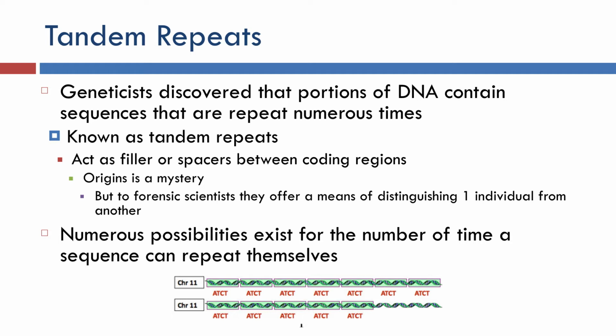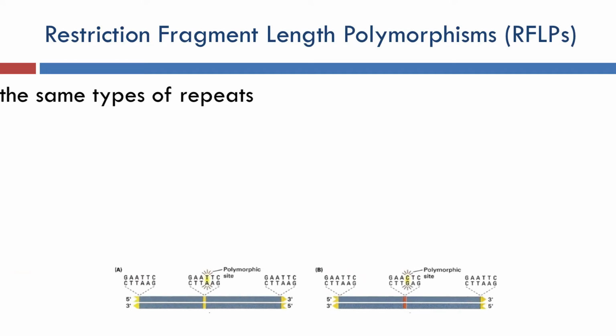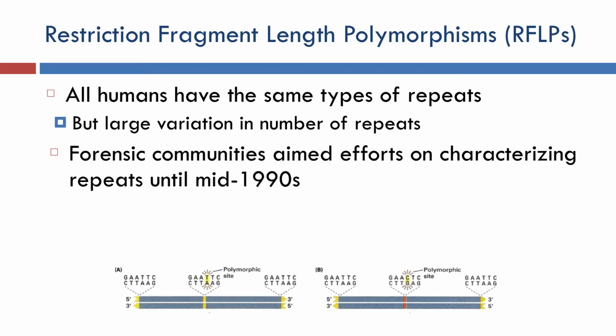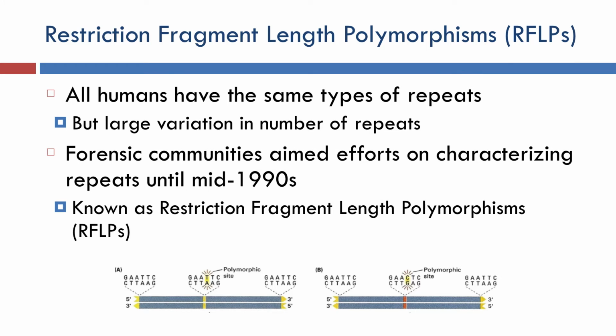There are numerous possibilities for the number of times a sequence can repeat itself. Sometimes it's 100 times, sometimes it's 1,000 times. All humans actually have the same types of repeats, but there's a large variation in the number of repeats. And so forensic scientists first began to apply this DNA technology to human identification in 1985.